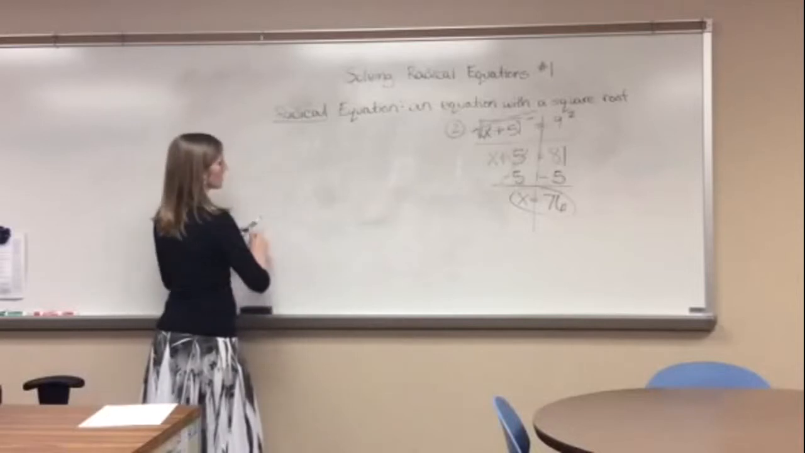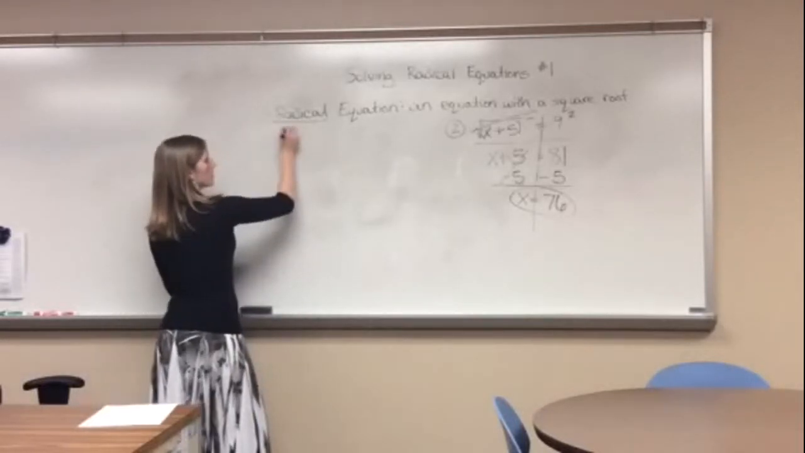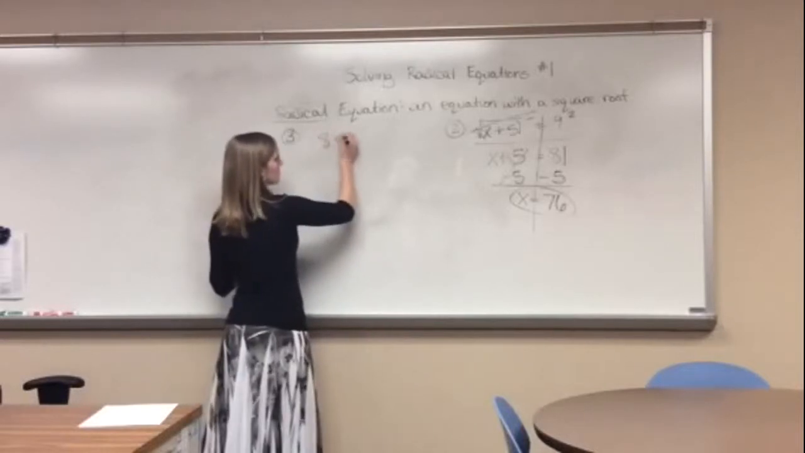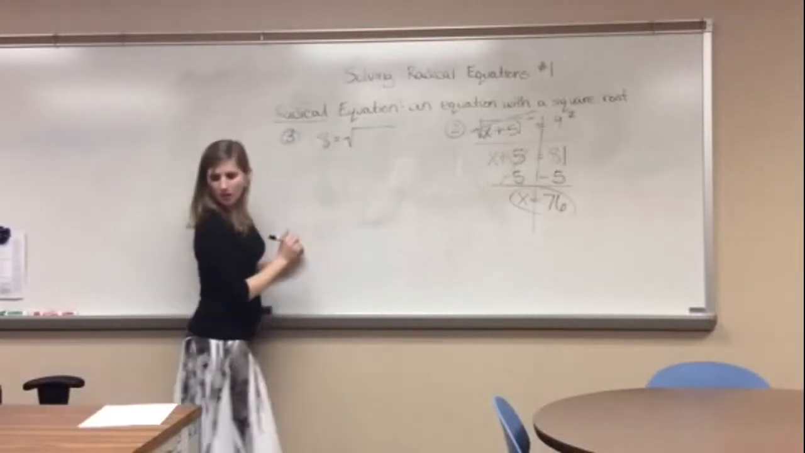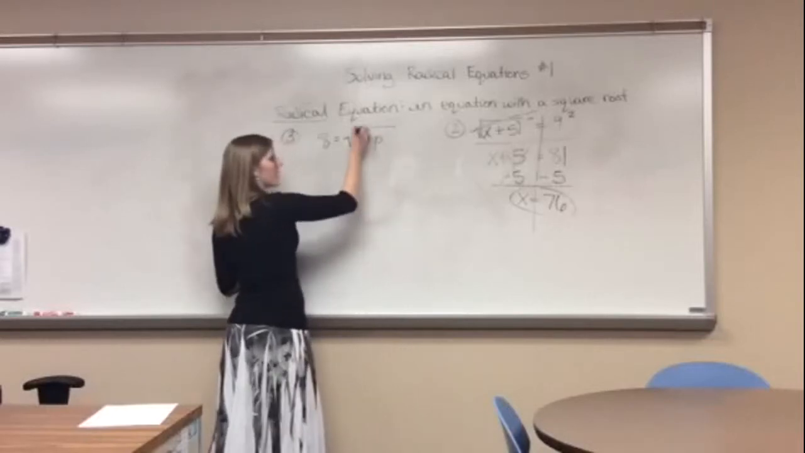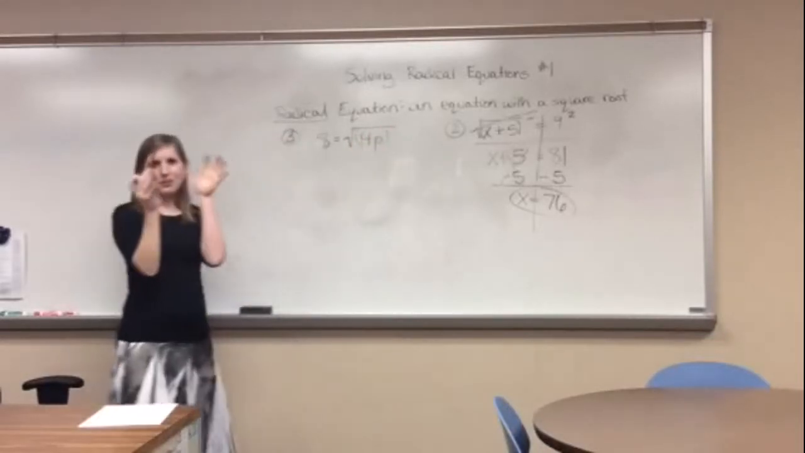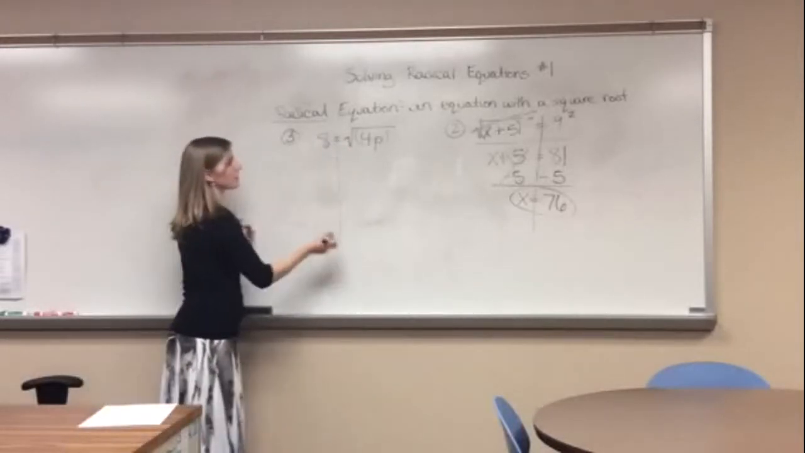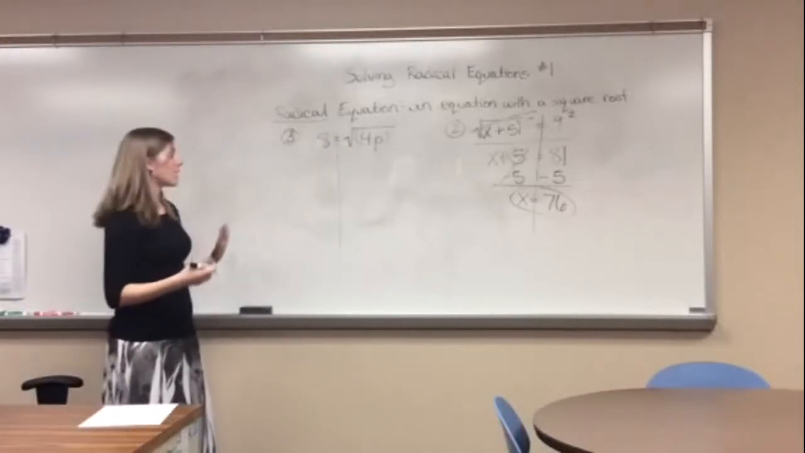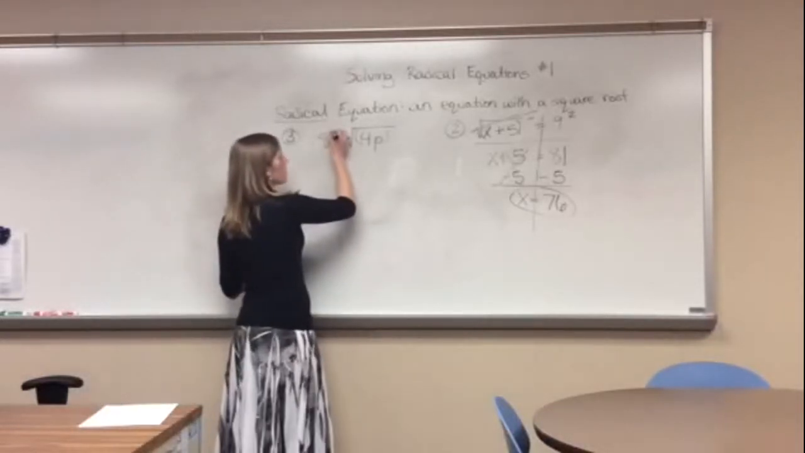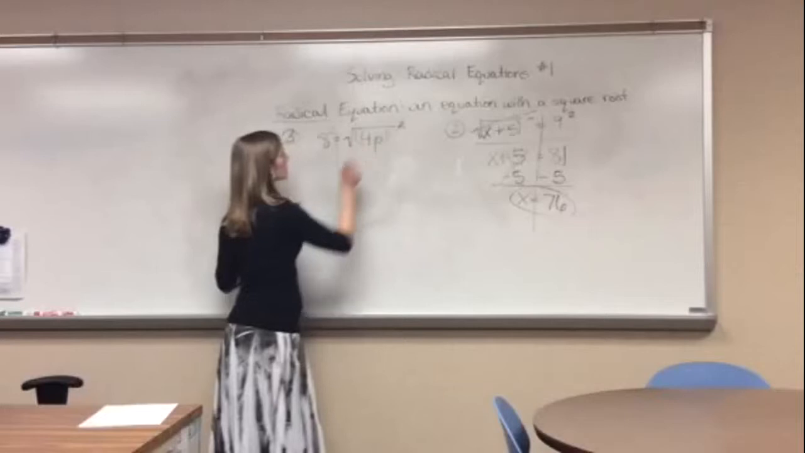Let's look at the next example, number 3. We have 8 equals the square root of 4p. Again, the 4 and the p are as if they were in parentheses together. They're grouped together. So I need to get rid of the square root first. And the opposite of a square root is to square it. So I'm going to square both sides.